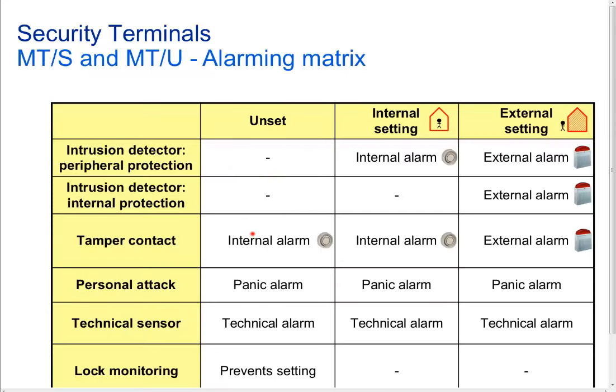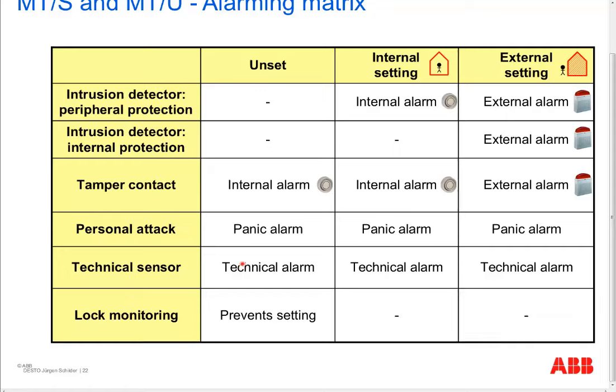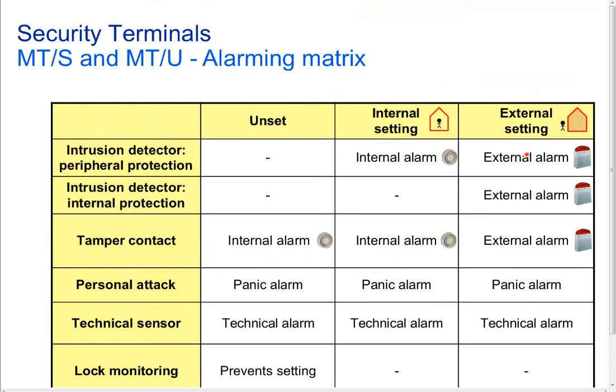Here is a kind of alarm matrix. What does it mean if you have different states, unset, internal setting, or external setting, and which sensor is active at the moment? For example, if you have external setting activated and any peripheral or any other sensor is active, of course, an alarm will take place. If you have internal setting active, an alarm will only take place if the window contact, for example, is triggering an alarm, but not the motion detector inside.